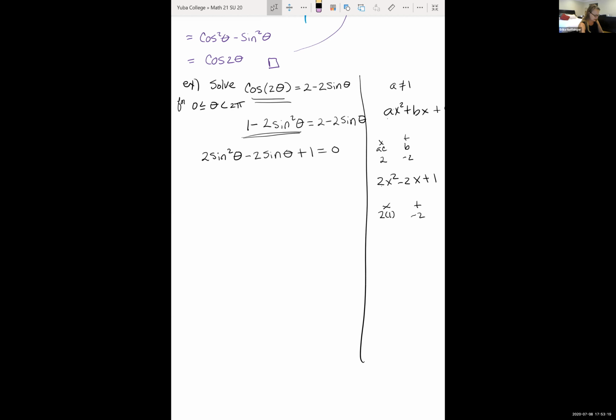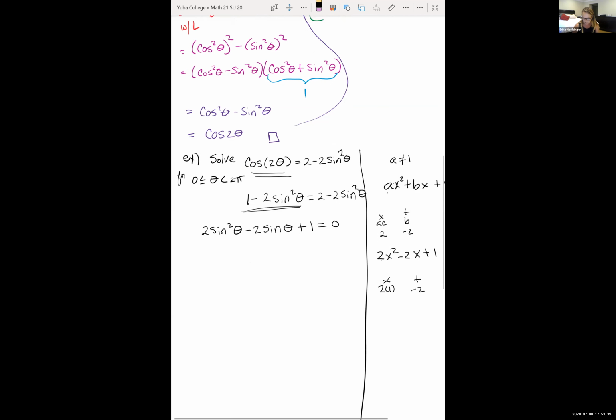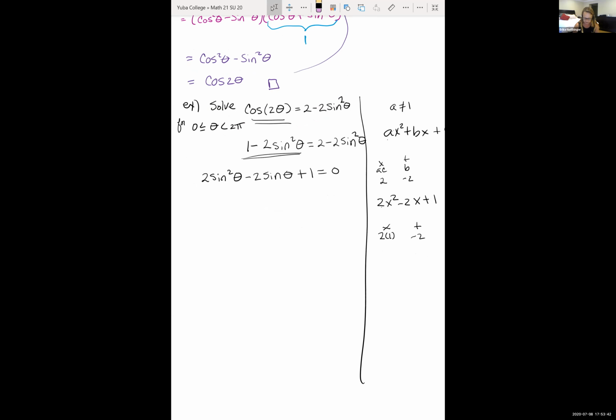Oh, there's my problem. I didn't write down the problem right. It's minus 2 sine squared theta. Okay, so just put a square right here, minus 2 sine squared theta. Okay, that changes things a little bit.